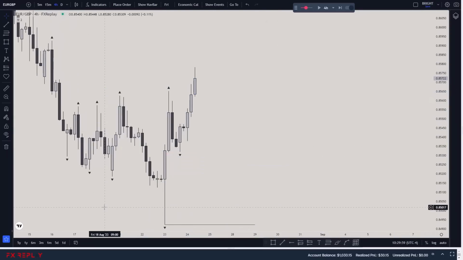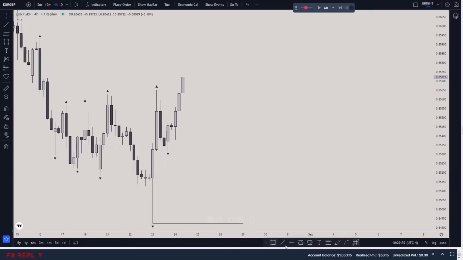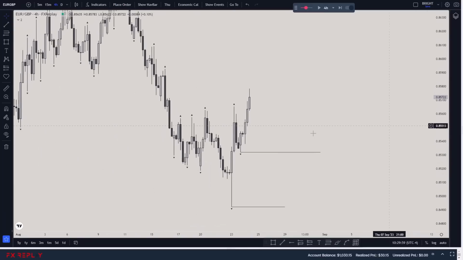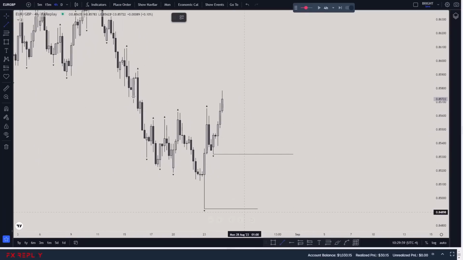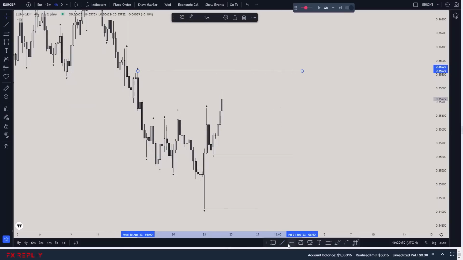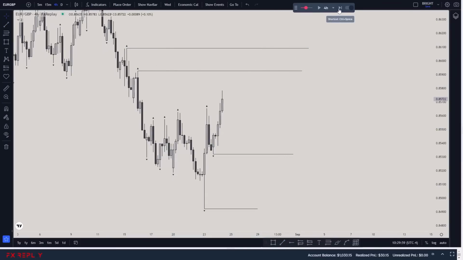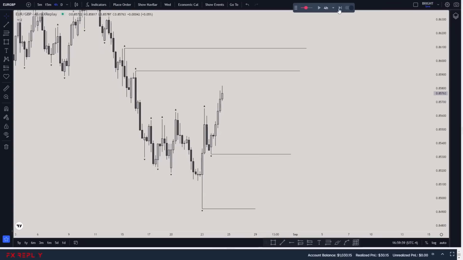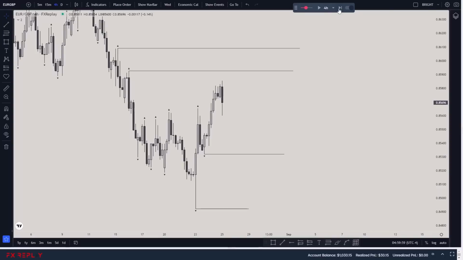So this one is taken. I mean, we still have that one. We have this one right here, and it has a fair value gap below it, so that's a good one for sure. And above we have this level right here, as well as this one. So let's see where price goes. Right, and price goes down into this fair value gap.